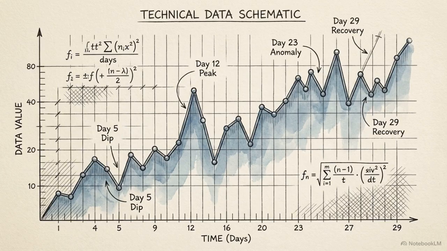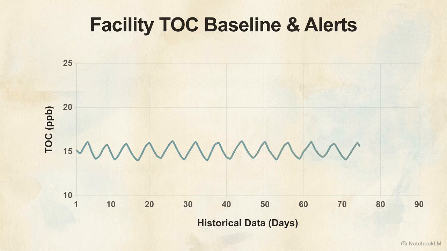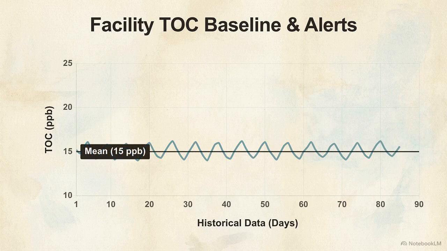True compliance requires tracking the daily data to establish your specific system's normal behavior. This graph maps exactly how we find that normal baseline. By inputting your 30 to 90 days of historical data, we establish the standard hum of your facility. For this example, the data hovers consistently around 15 parts per billion. From this specific dataset, we calculate two numbers: the mean, which is your system's average, and the standard deviation, represented by the Greek letter sigma, which measures the typical variance in your data.